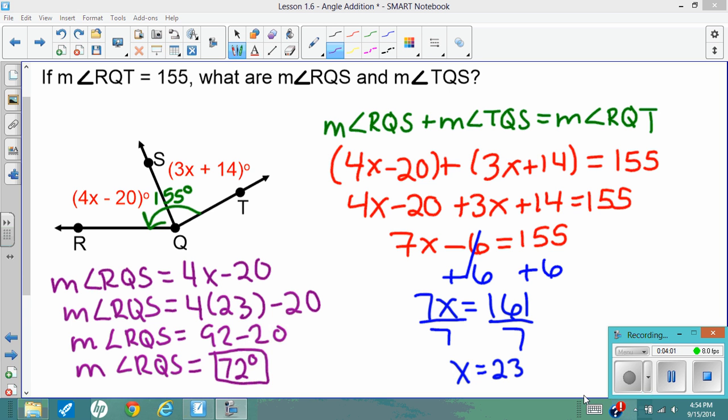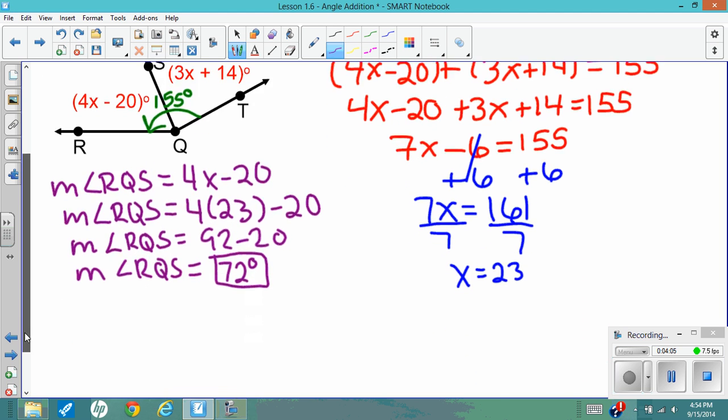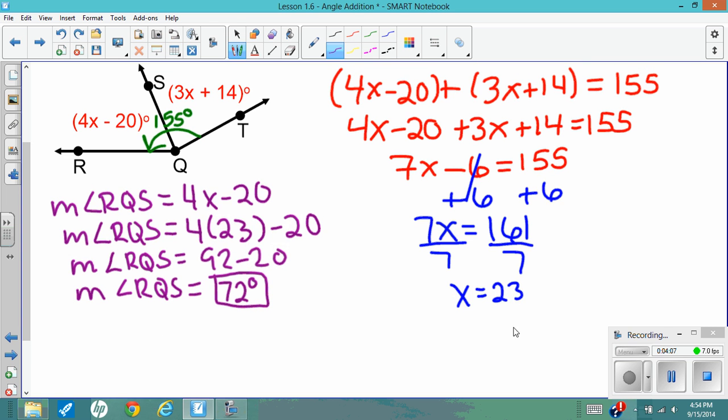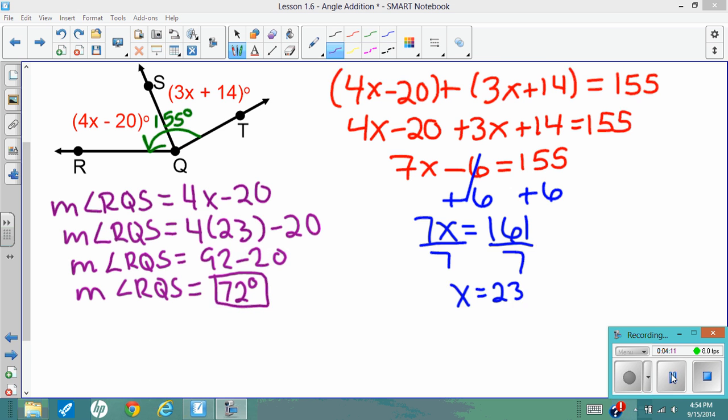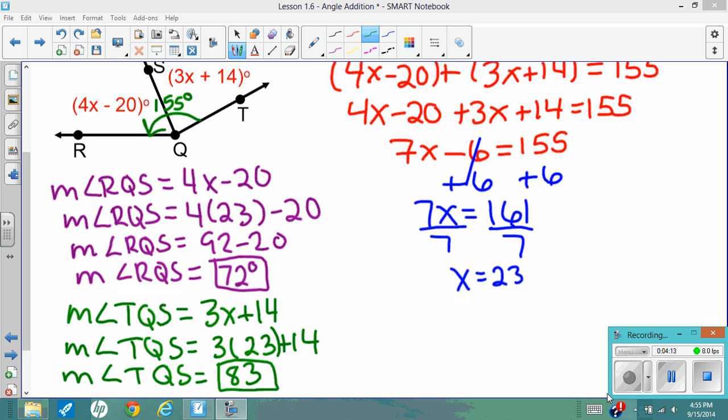So we should get the measure of angle RQS is 72 degrees. And we'll finish by finding the measure of SQT, or TQS. And we end up with the measure of angle TQS being 83. And in order to check our answer, both of those should add up to 155. 72 plus 83 is 155. So the two little angles add up to be the big angle.